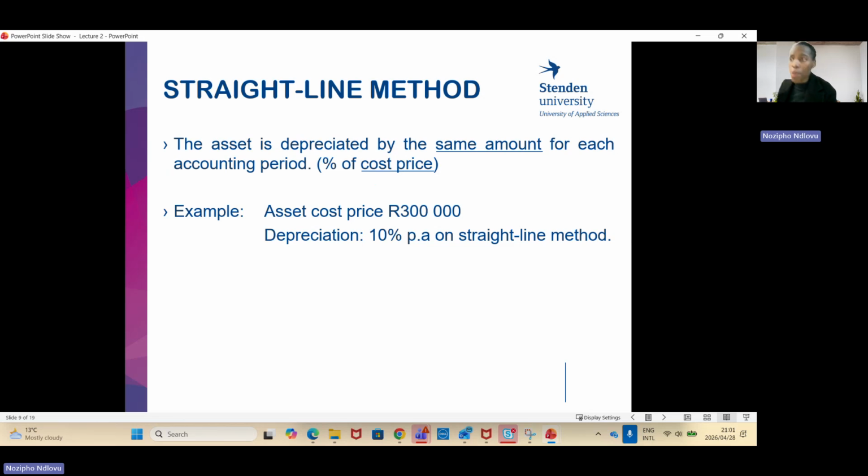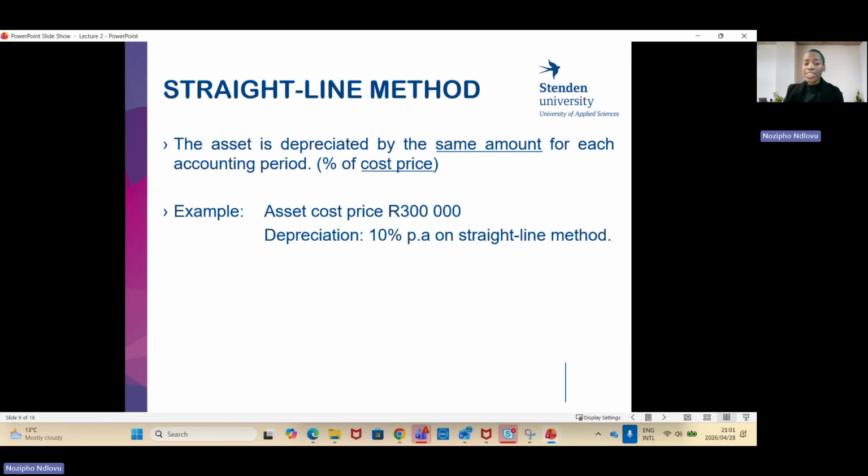An example, if I buy a vehicle and I tell you that each and every year this particular vehicle is going to depreciate by 10,000. So year 1 is 10,000, year 2 is 10,000, year 3 is 10,000, year 4 is 10,000. So it is a straight line method. It is the same amount each and every year. But if the amount changes, then we have a diminishing method. Let's look into the straight line method.